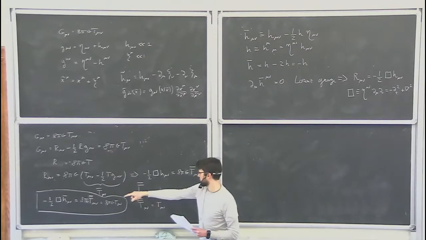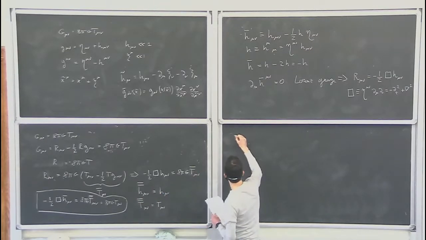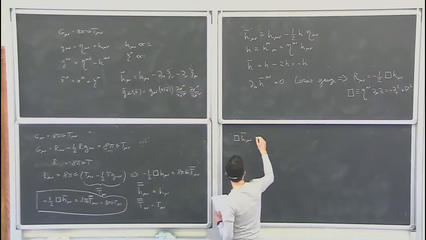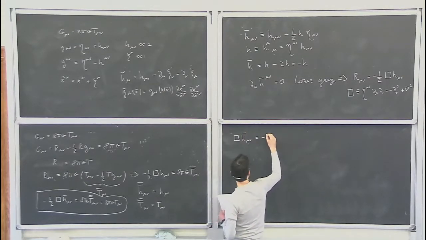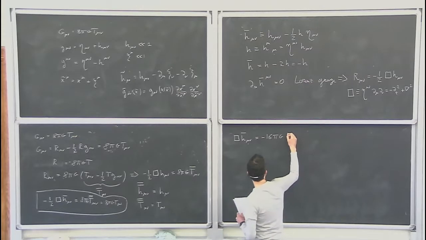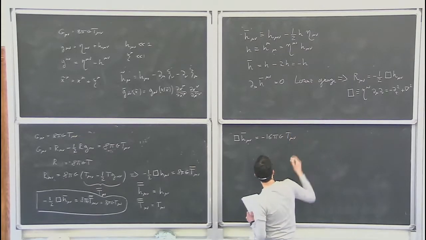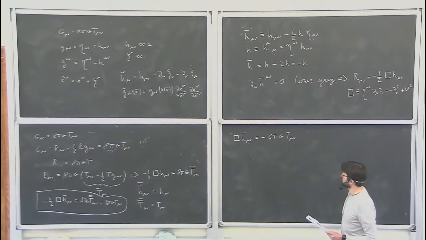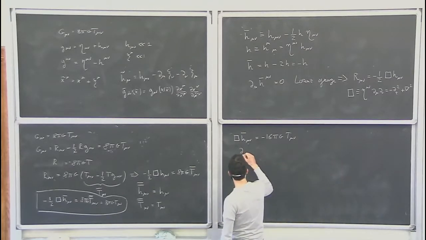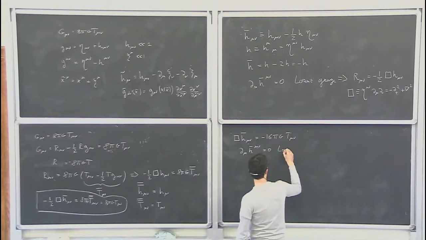So if I just multiply by minus 2, I get a box of h bar mu nu equals minus 16 pi G T mu nu. Okay. This is the equation, and this is valid, again, in the Lorenz gauge, defined by this condition.